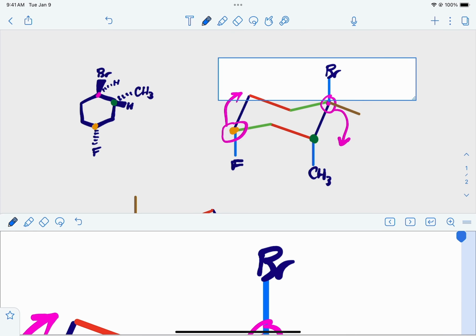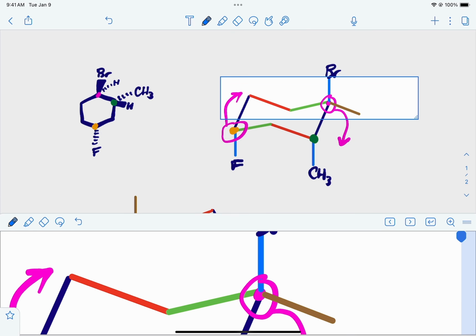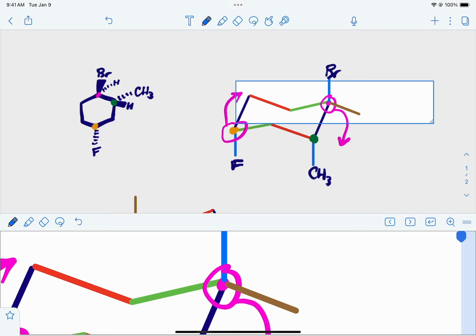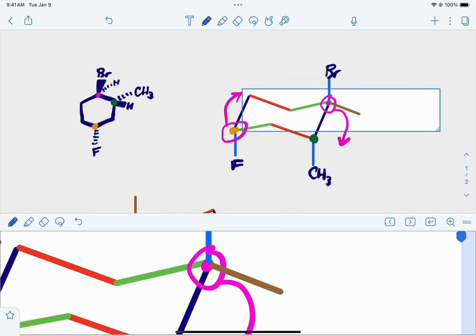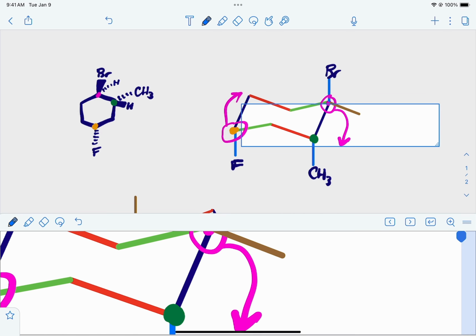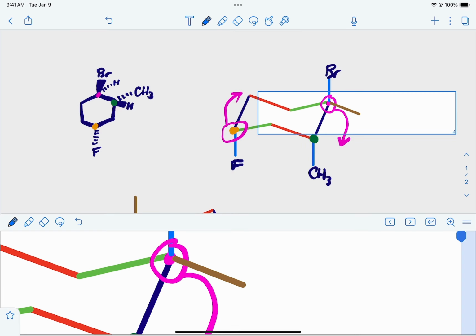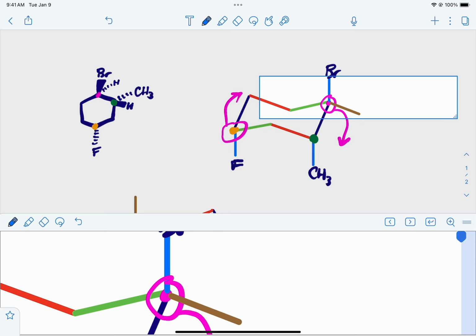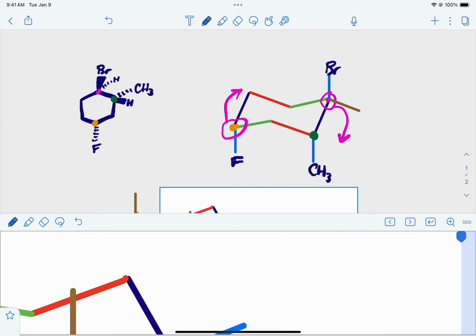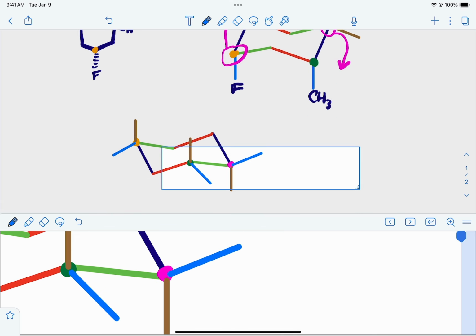Okay, now our bromine was up in the original structure. It's up in our first chair. And notice that if we pull that carbon down, it kind of follows the direction of that arrow. If we pull that carbon down, the brown line will end up pointing straight down. It'll be pointing axial. And the blue line will be pointing outwards away from the ring. So that's going to be equatorial. So down here, that's exactly what we see. The brown line ended up as an axial, and the blue line ended up as an equatorial.